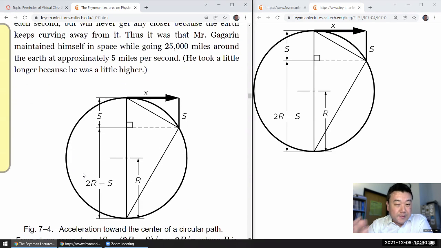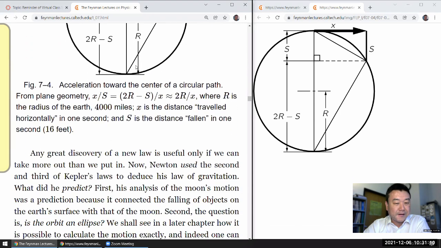Thus it was that Mr. Gagarin, Yuri Gagarin, the Russian cosmonaut, was the first person to achieve orbit. He maintained himself in space while going 25,000 miles around the Earth at approximately 5 miles per second. It took a little longer because he was a little higher.